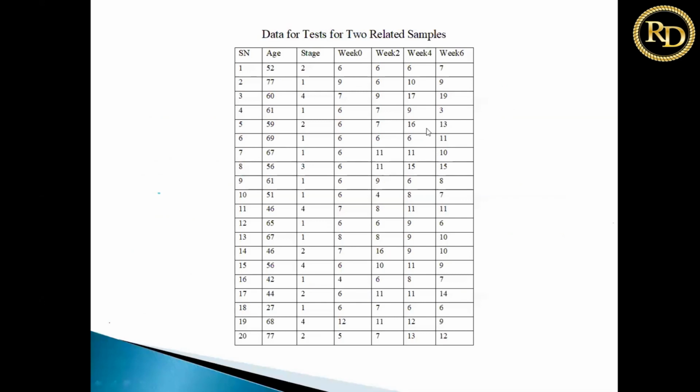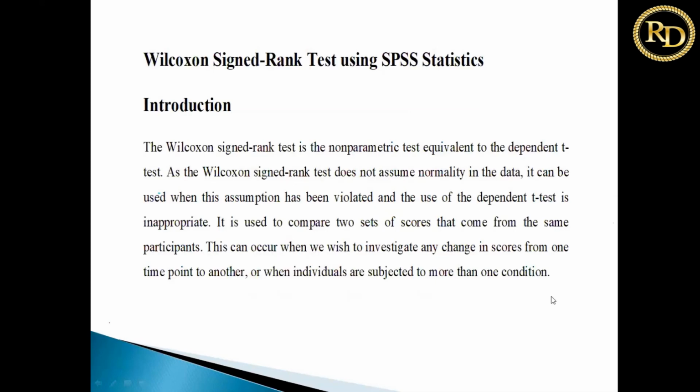Now, suppose here we have some data of persons, say cancer patients. These are their ages, these are their stages, and these are the survival of the patients at 0 week, 2 week, 4 week, and 6 week, and these are the observations. This way we can use repeated measures. So, how do we apply the Wilcoxon signed rank test using SPSS?